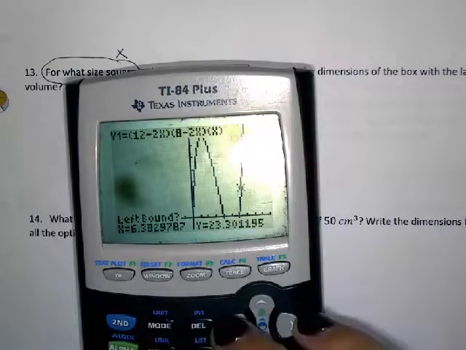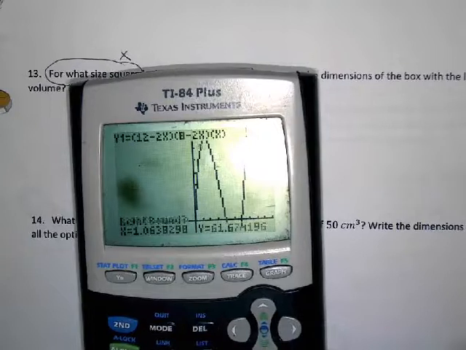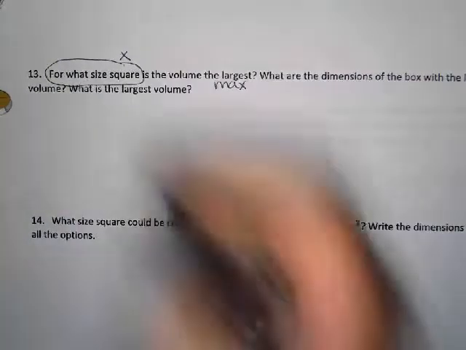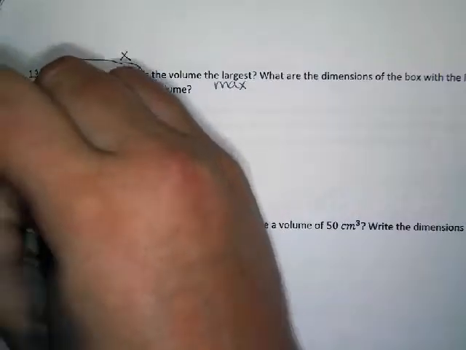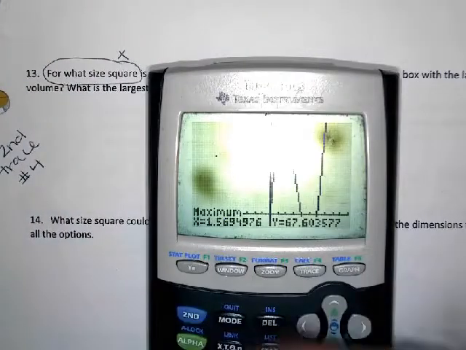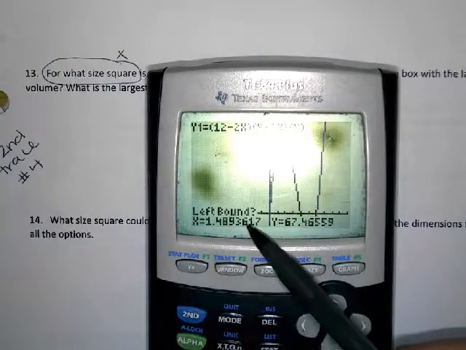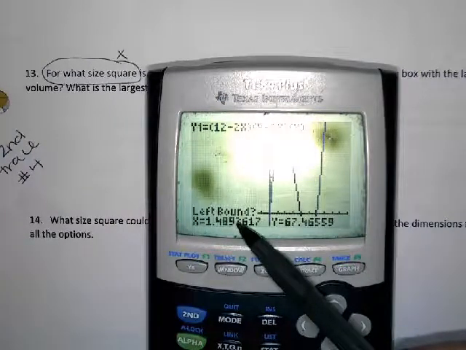You can tell with this one that you don't do that, because it asks you left bound, which is the same thing that it asks you when you do second trace zero. When you find the X-intercepts, that one asks you left bound and right bound also. So you kind of know because the calculator prompts you the same way. So the maximum is 1.569.